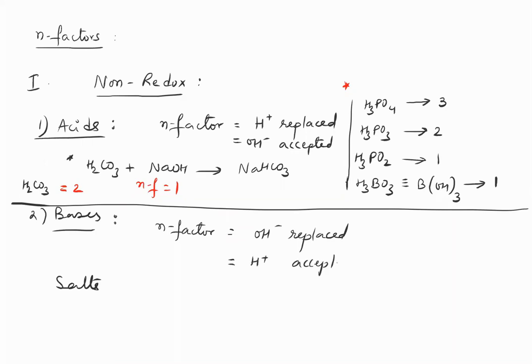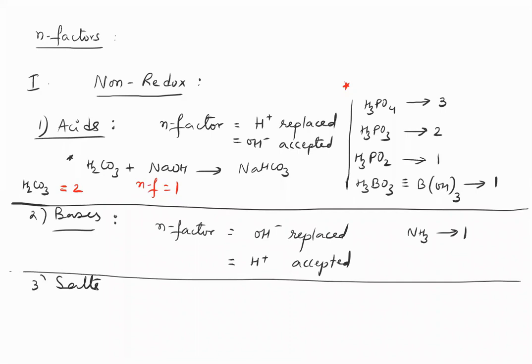Again, bases that accept H plus are not your regular bases. Regular bases are called Arrhenius bases, like NaOH, aluminum hydroxide, calcium hydroxide. They all give out OH minus. Whereas this one is called a Lewis base, which accepts H plus. It donates a lone pair and accepts H plus. So ammonia, how many H pluses does it accept? 1 H plus to become ammonium ion. So N factor is 1.